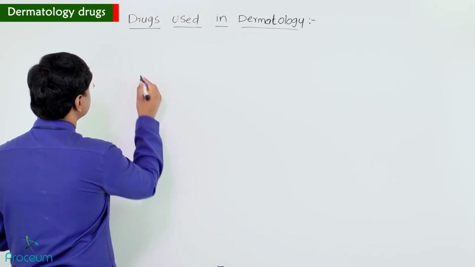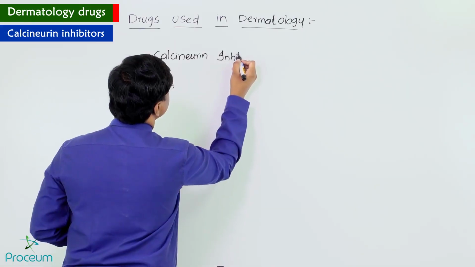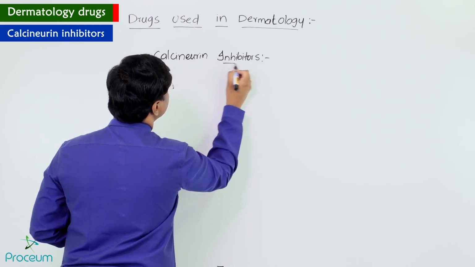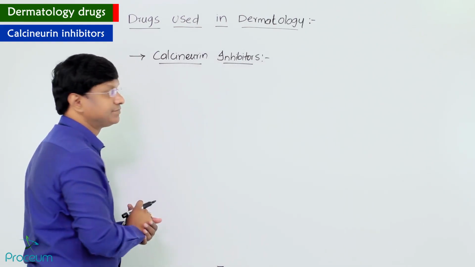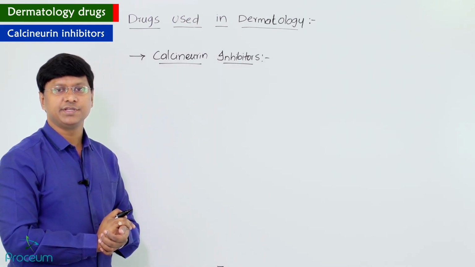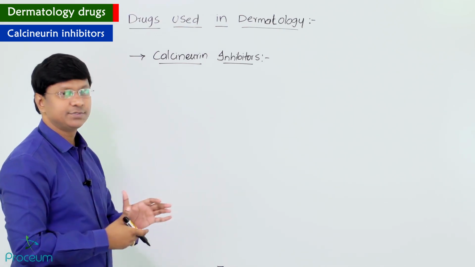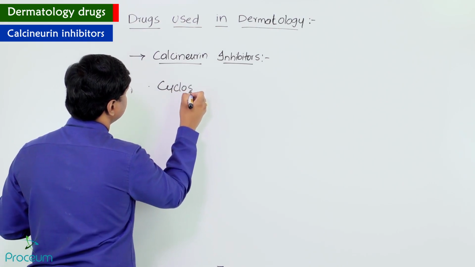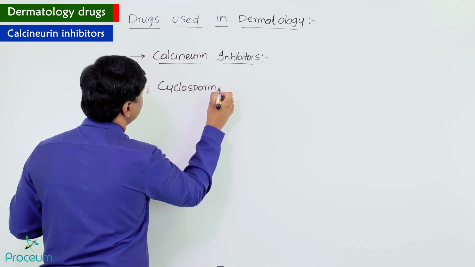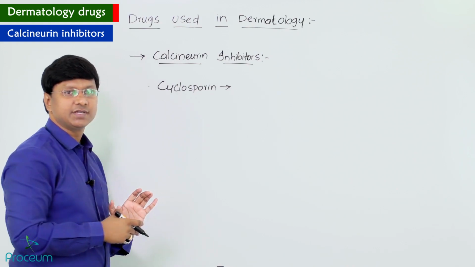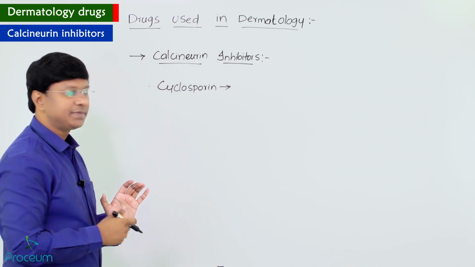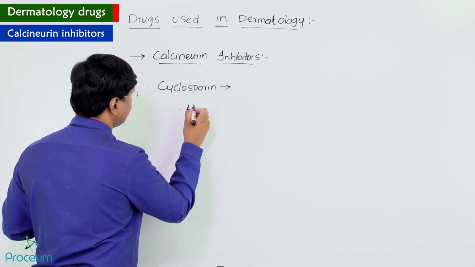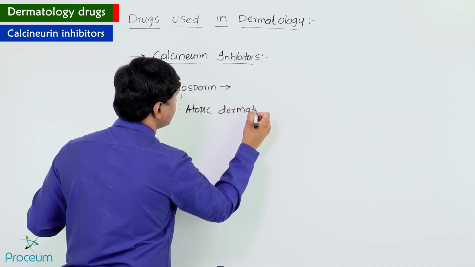Next, let me discuss the calcineurin inhibitors used in dermatology. The drugs in this group include cyclosporin. Now let me tell you in which clinical conditions this particular cyclosporin is used. Remember, it is used in atopic dermatitis.